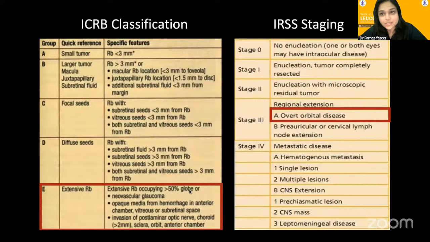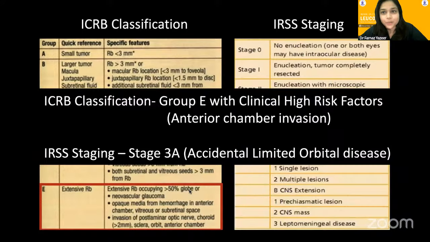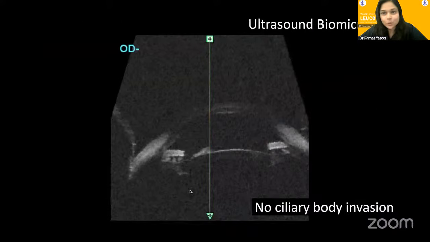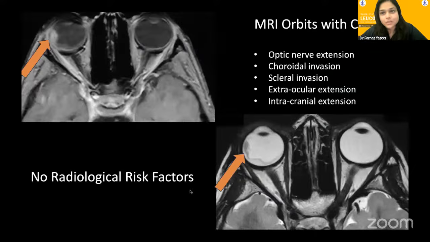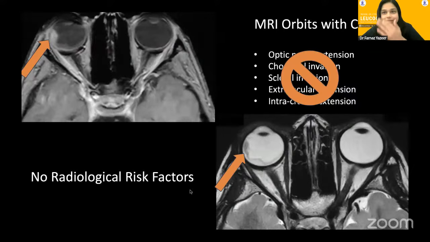A diagnosis of retinoblastoma, group E with clinical high-risk factors, and stage 3A, accidental, limited orbital disease was made. Bone marrow and CSF staging was done, which was negative. Ultrasound biomicroscopy was done and showed no ciliary body invasion. MRI orbits was also done and there were no radiological risk factors.